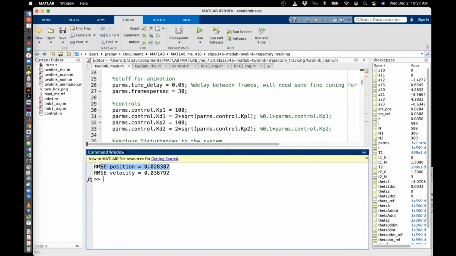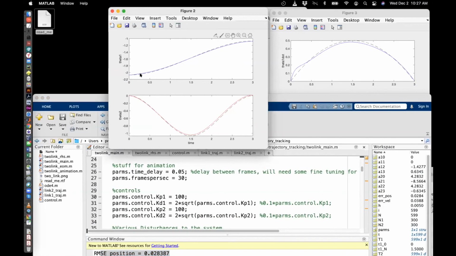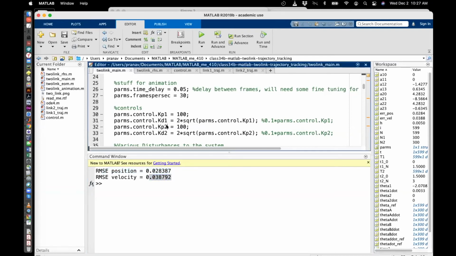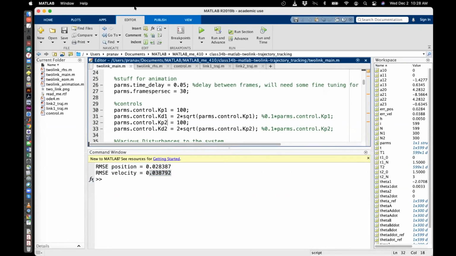And then it also produces the RMSE, the root mean square error, which is basically saying what is the difference between the reference motion, the dashed line, and the blue line. If you take the sum of the squares and then take the square root of that, then that's what the RMSE is, and that's for the position, and that's for the velocity. Okay, so that's the part on tracking for a reference motion.